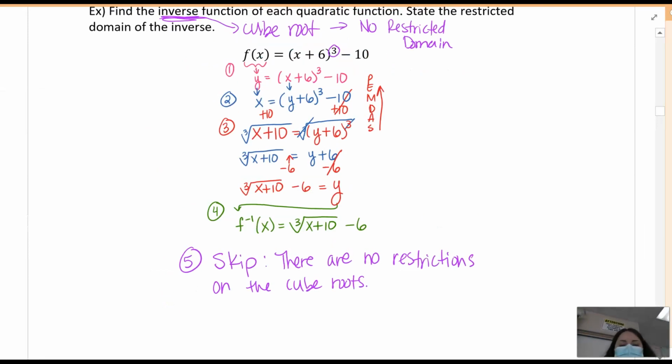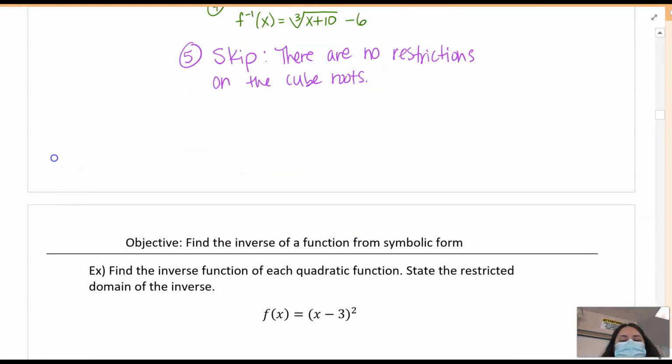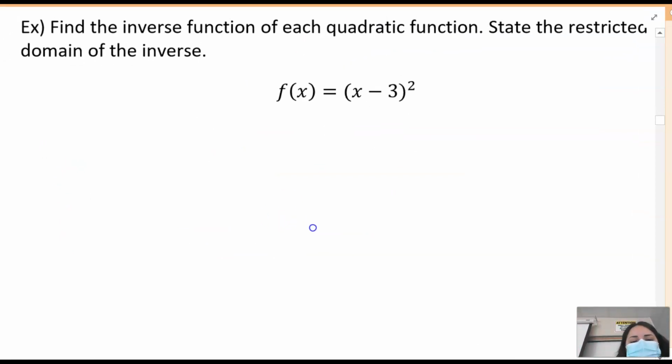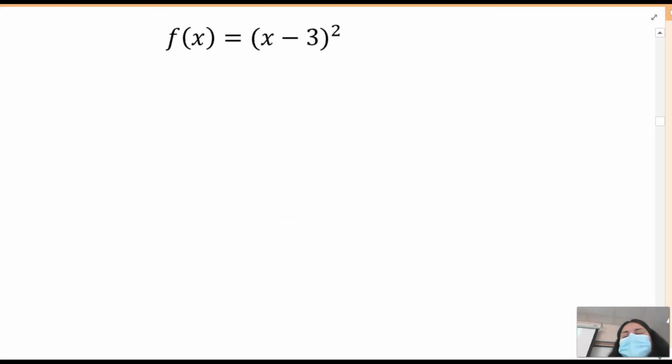All right, let's look now at the next example. Go ahead and copy this one. F of x equals x minus 3 to the second power.